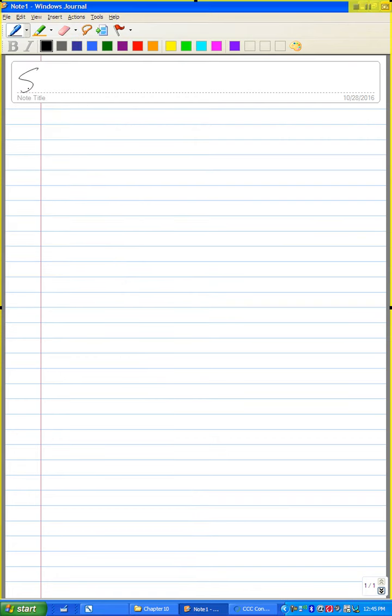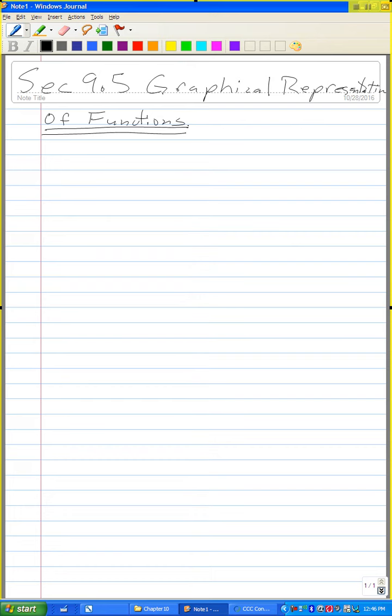Section 9.5, graphical representations of functions. So let me tell you about the techniques of graphing.